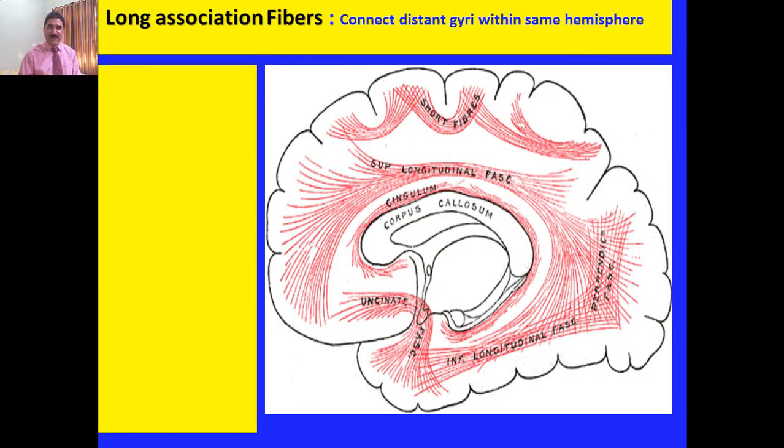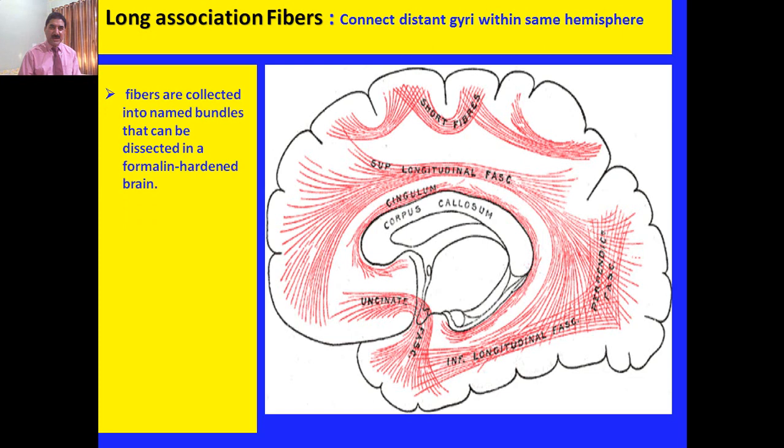Long association fibers, in contrast, connect distant gyri within the same cerebral hemisphere. These fibers are collected into named bundles that can be dissected in a formalin-hardened brain. The term formalin-hardened brain is used because in the living state, the brain is in a semi-solid form, but after the death of the person, when we preserve it in formalin, it gets hardened. And it is in this hardened section that we can appreciate various fasciculi or bundles of white matter fibers in the white matter of each cerebral hemisphere.